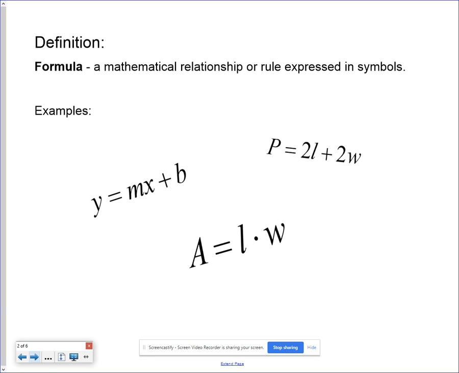Y equals mx plus b. We will be learning about this in the next chapter. Actually, this chapter, I believe. And P equals 2L plus 2W, where P stands for the perimeter. L and W are length and width. And then the area of a rectangle, A is equal to length times the width.